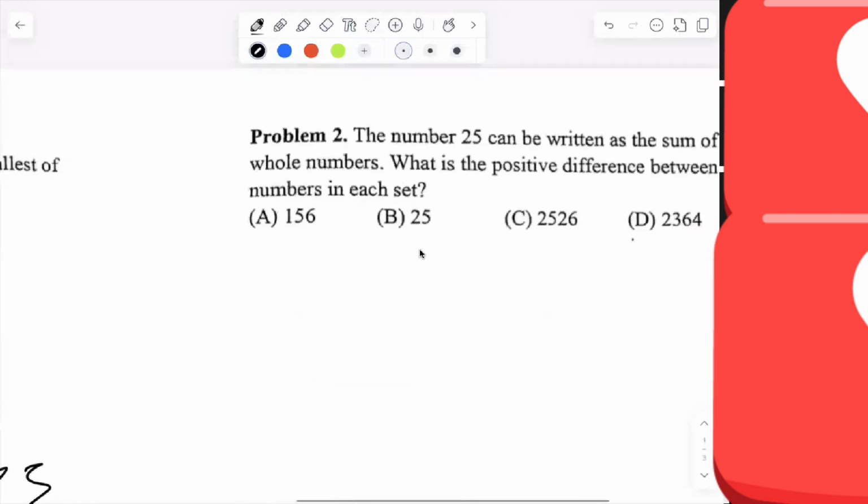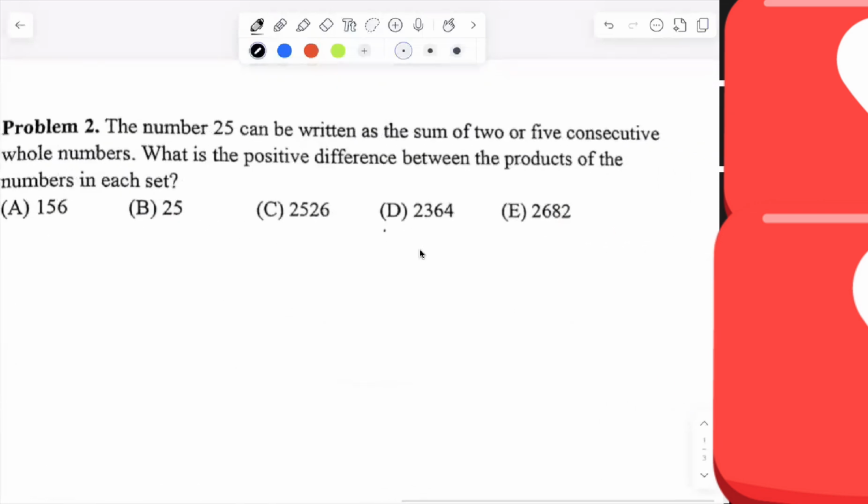Alright, let's go to problem 2. The number 25 can be written as the sum of 2 or 5 consecutive whole numbers. What is the positive difference between the products of the numbers of the set? Okay, so we have 2 consecutive numbers. This one was pretty obvious. We can know it's 12 and 13 just by guess and check.